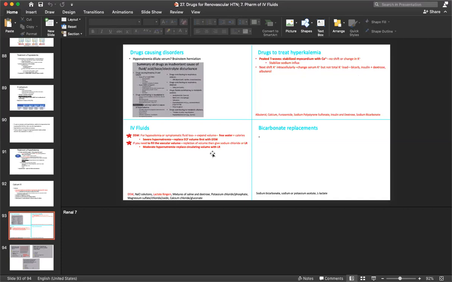For IV fluids, D5 helps with free water. So this can be given in severe hypernatremia and can replace the ECF volume first. If you need to fill the vascular volume to replete, so somebody's dehydrated, you can give them LR.